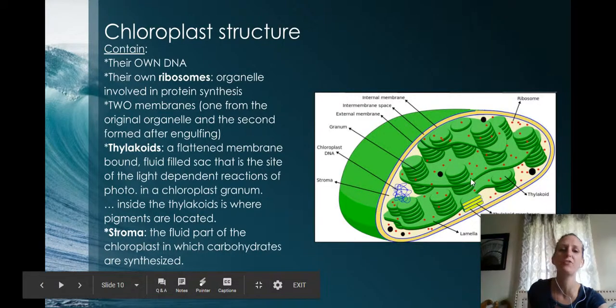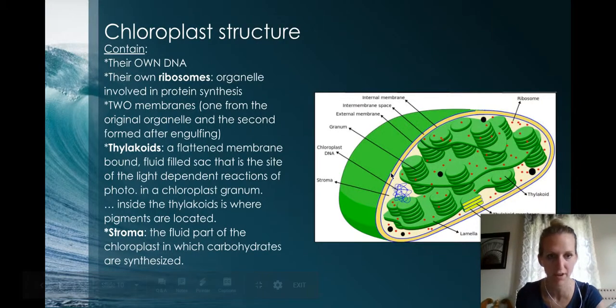And then the stroma is the fluid portion of the chloroplast. It would be equivalent to like the cytoplasm of a cell, but inside this own little chloroplast, the stroma is the inside. And again, I taught that pretty heavily in just regular bio.